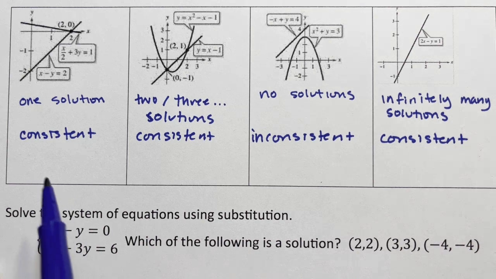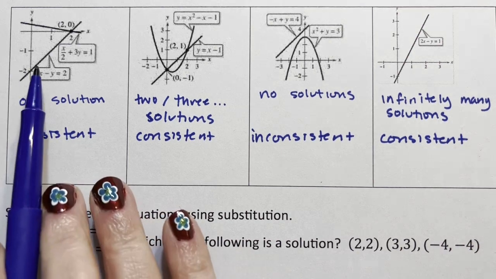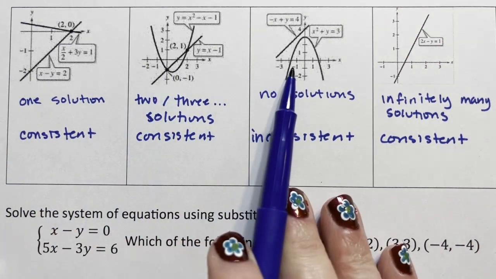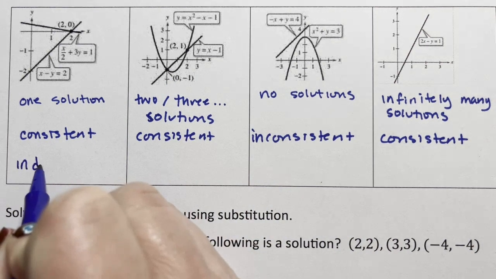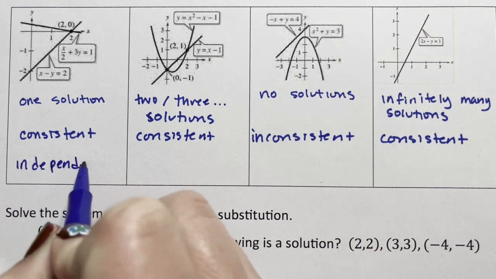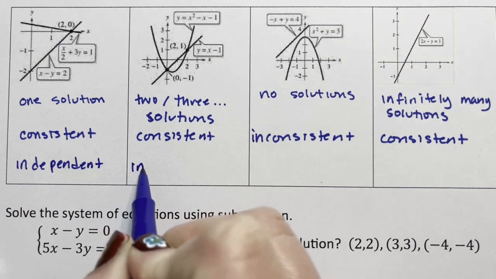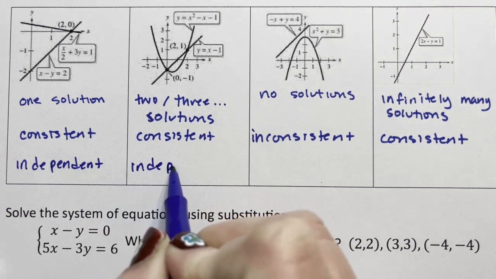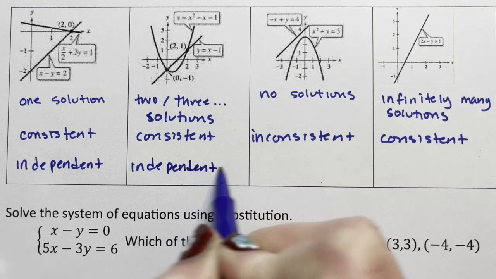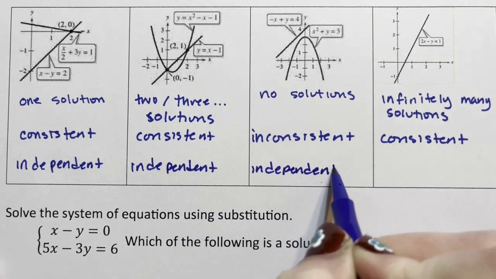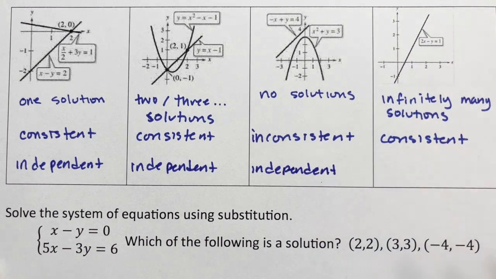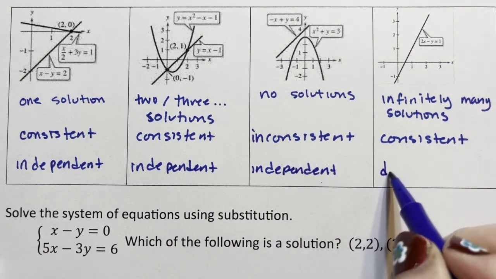And then the last thing is if you have two distinct functions, they are considered independent. So that's going to work for all three of these. And then if it is the same line or the same function, they are considered dependent.